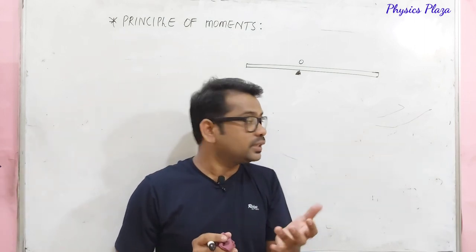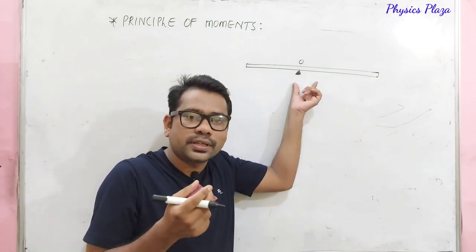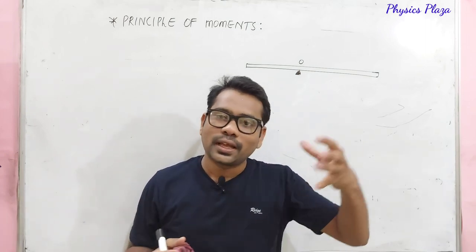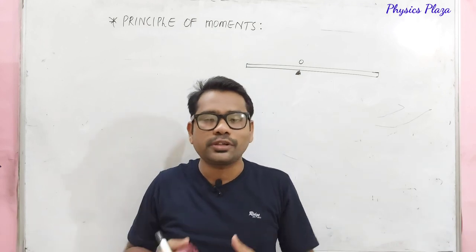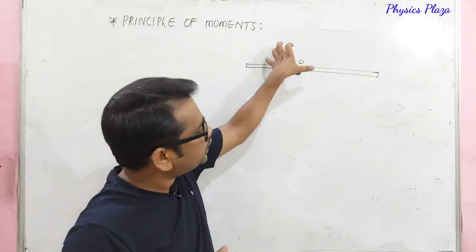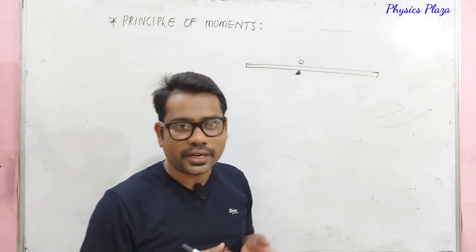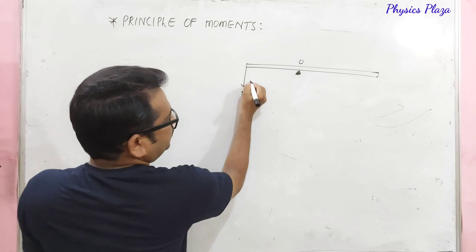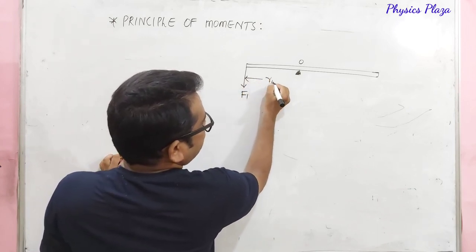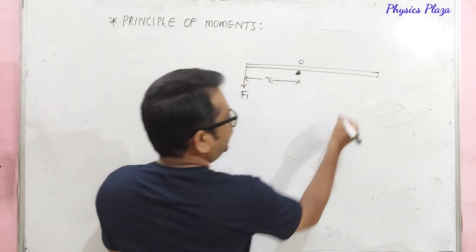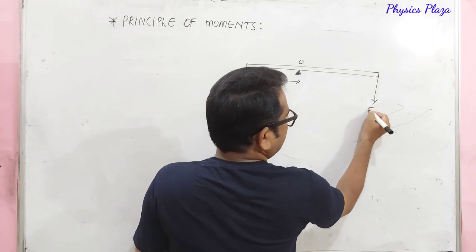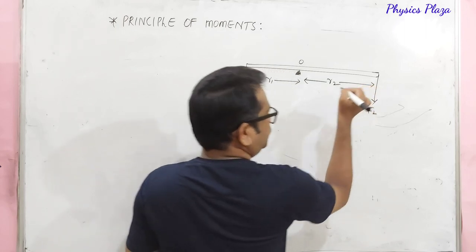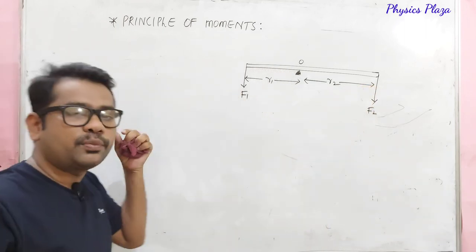So how can we calculate the resultant moment of force? By finding the algebraic sum of the clockwise moments of force and anti-clockwise moments of force, we can say whether it is rotating in a clockwise or anti-clockwise direction. Dear children, suppose the force F1 is acting at a perpendicular distance of R1 from this pivot point, whereas one more force F2 is acting at a perpendicular distance of R2.